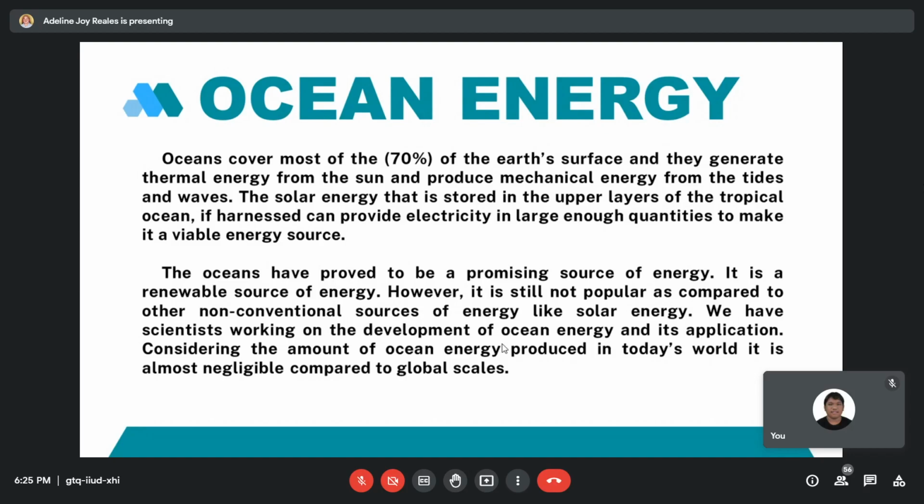The oceans have proved to be a promising source of energy. It is a renewable source of energy. However, it is still not popular as compared to other non-conventional sources of energy like solar energy. We have scientists working on the development of ocean energy and its application. Considering the amount of ocean energy produced in today's world, it is almost negligible compared to the global scales. Next po.